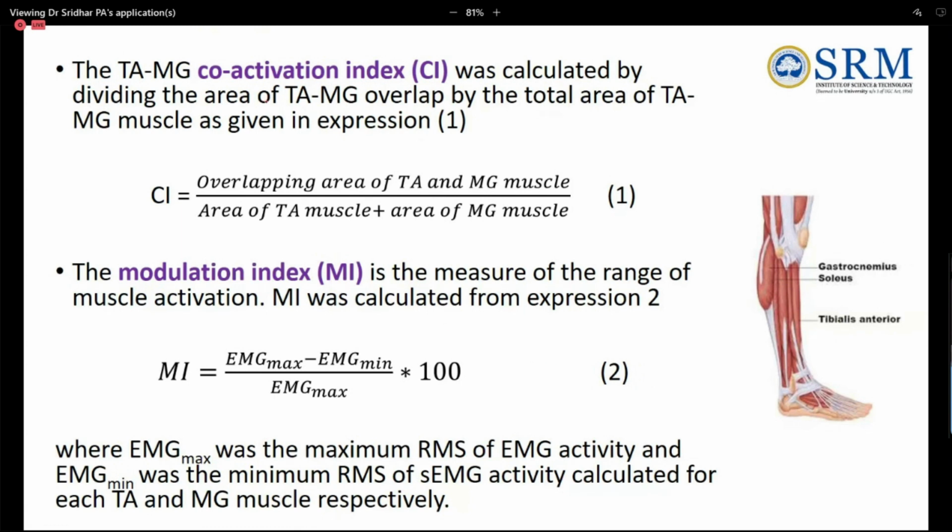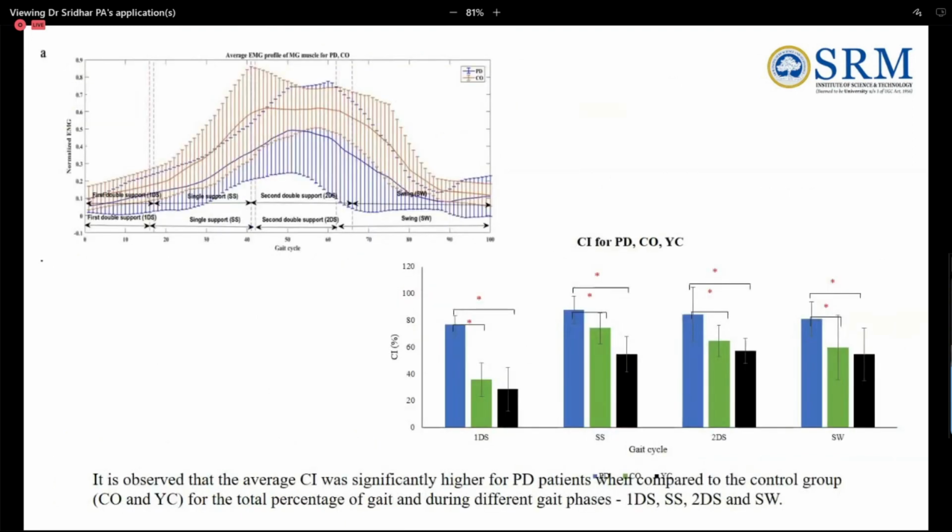So there are two activations. One is what we call the co-activation index, which is based on the overlapping area of the muscle activity. So we calculated the EMG overlapping area, and based on this we calculated the CI, and based on the condition, the modulation index was computed. That is based on the EMG maximum minus EMG minimum, where the maximum is taken not from the raw signal but from the root mean square, because the raw signal mean will not provide you the difference. Based on this, you can see the average profile from the walking condition.